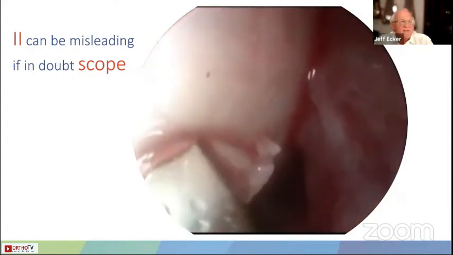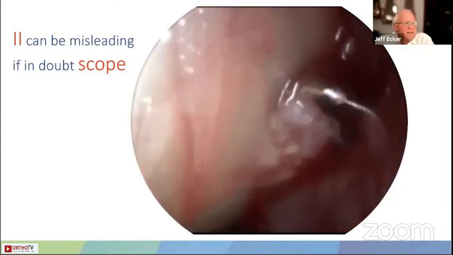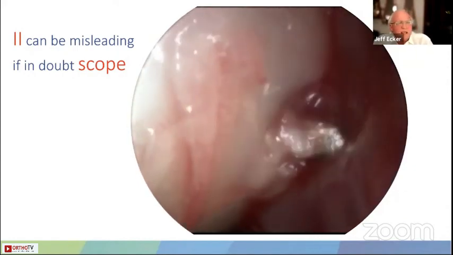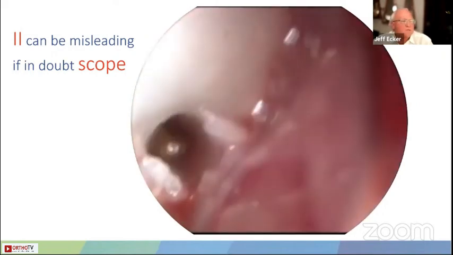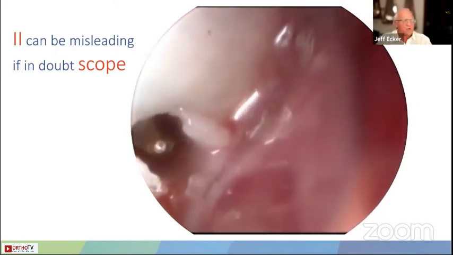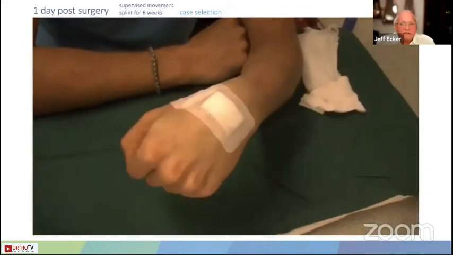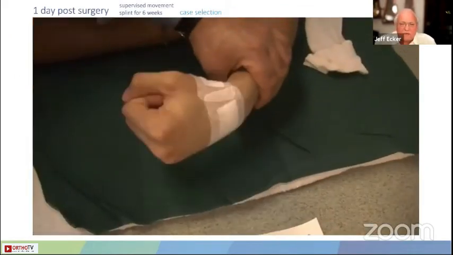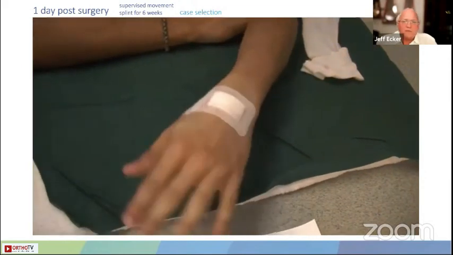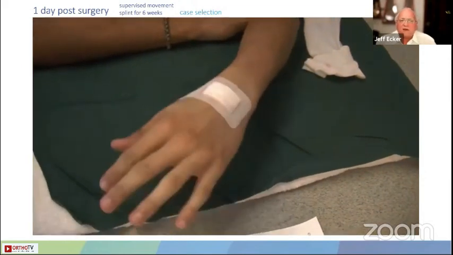The image intensifier can be misleading. If there's any doubt, use the scope. Here you can see a wire protruding through the proximal pole of the scaphoid. You can withdraw it and look inside. 1 day post-surgery, you can start moving. They wear a splint for 6 weeks, a lightweight removable splint, but you can start supervised movement.